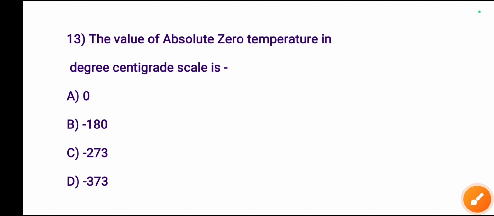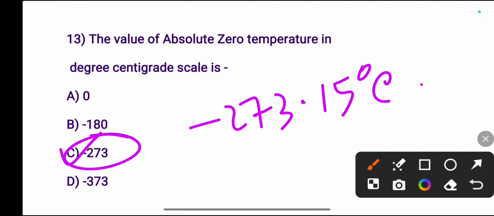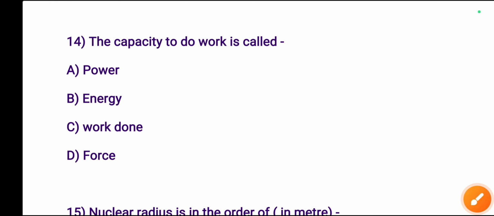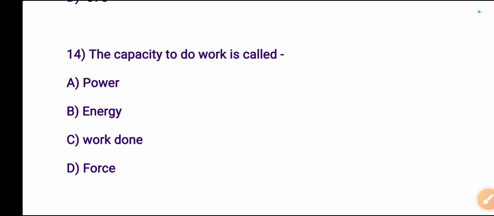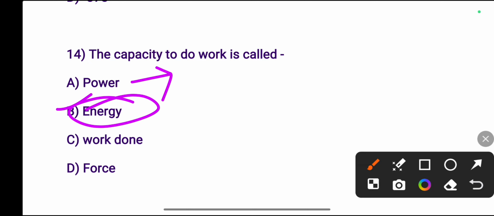The value of absolute zero temperature in degree centigrade scale. It is minus 273.15 degree centigrade. C is the right answer. At the absolute zero temperature, the kinetic energy of all the molecules of gases is zero. Next, the capacity to do work is called energy. And the rate of doing work is called power. Power equals work done by time.